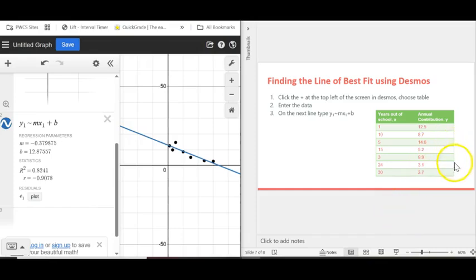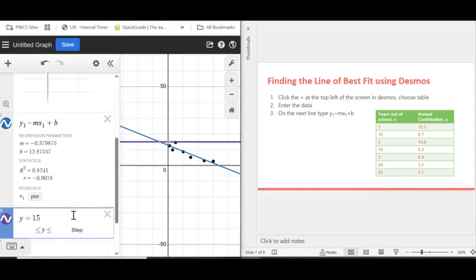We can do the same thing with Y values. So if I wanted to know someone made an annual contribution of, I don't know, 15. How many years do we think they've been out of school? Well, annual contribution is a Y value. So I'm going to type Y equals 15. And then I'm looking for where that intersects with my blue line of best fit. And this says negative 5.59. Well, clearly in this case 15 doesn't make sense because I couldn't have someone who's been out of school for negative 5 years. But you get the idea.